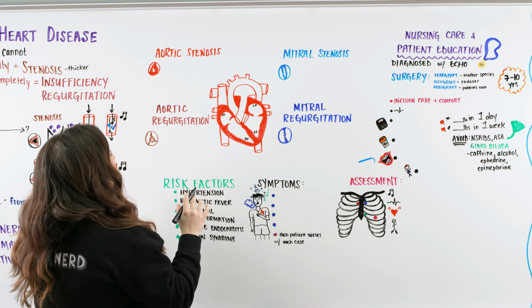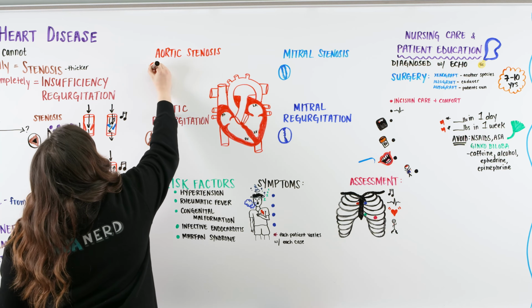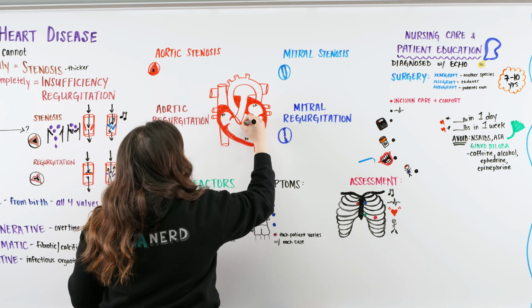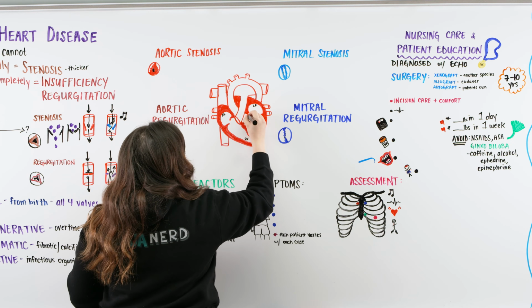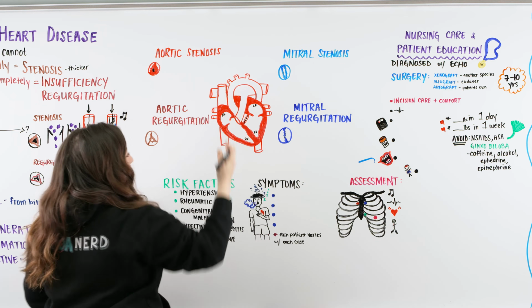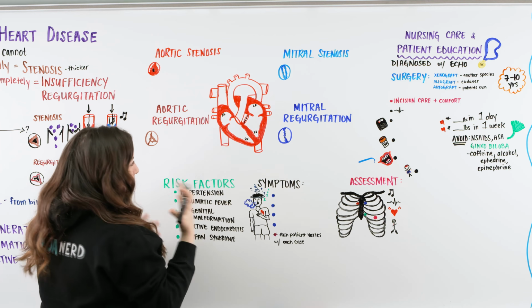So first, let's look at aortic stenosis. We know that the word stenosis means stiff, right? And we know that our aortic valve is located at our left ventricle, and it's going to go out through the aorta into our systemic circuit. So let's understand what's going on here.